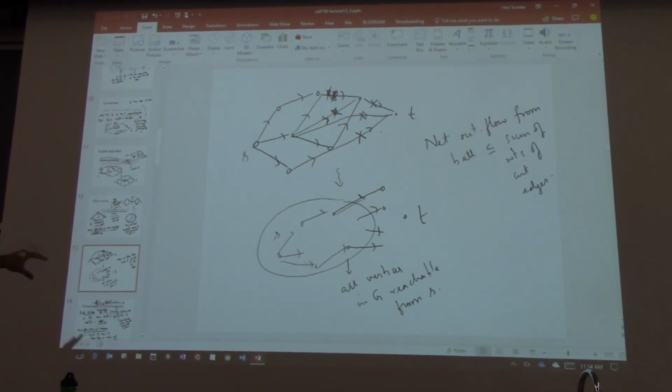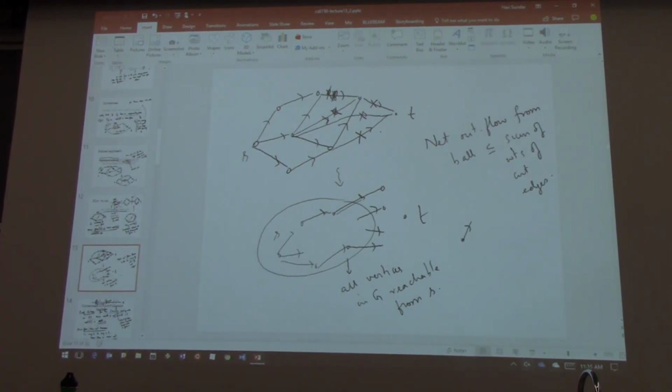And net outflow is equal to the flow from S to T. Any other information? Yeah. So we will always cut those edges that directly connect T. No, so that's why I was saying this is probably not the best of examples.